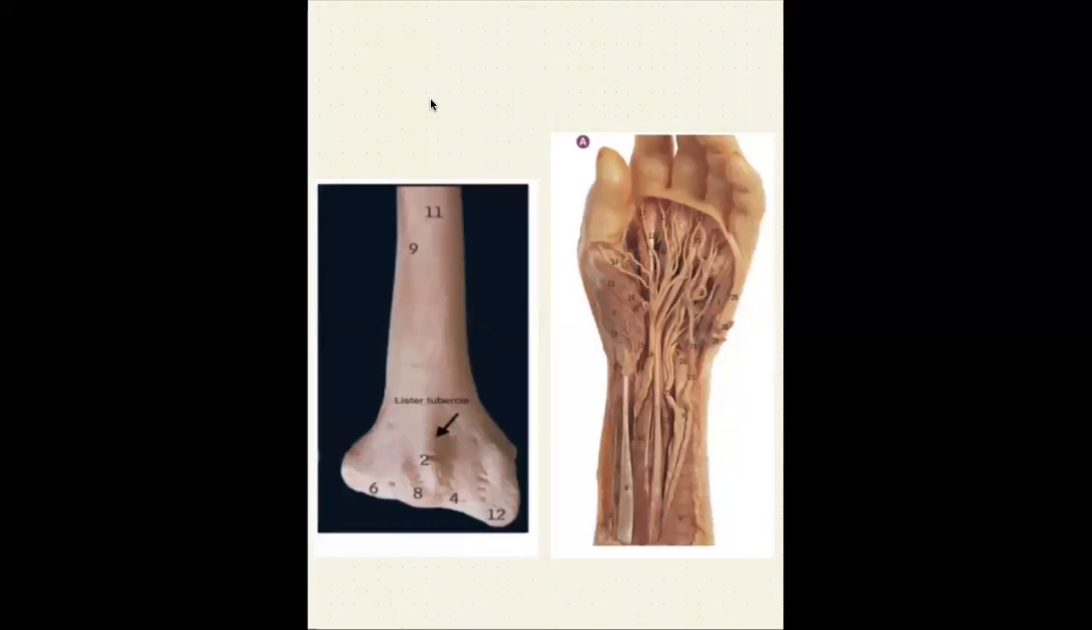Yes. Insertion of the extensor pollicis brevis. First proximal phalanx base. Okay. Dorsal surface. Okay. So that is the dorsal surface of the base of the proximal phalanx of the thumb, right? Yes. Now tell me.